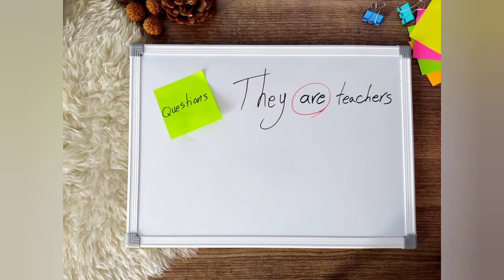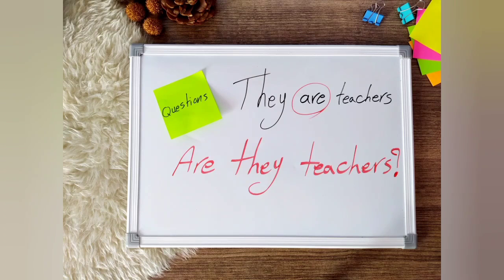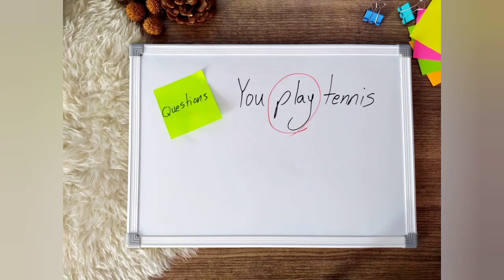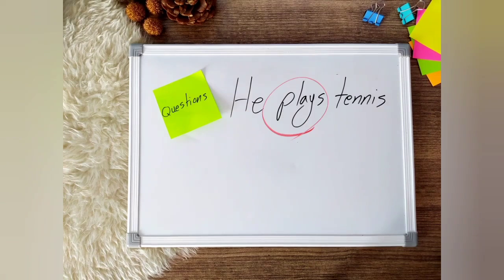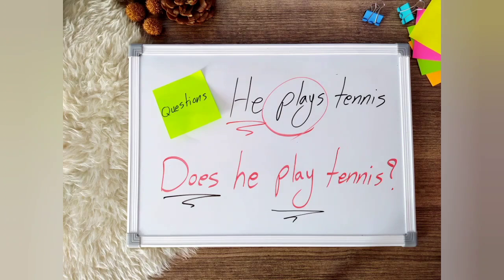They are teachers. Are they teachers? You play tennis. Do you play tennis? He plays tennis. Does he play tennis? In the last example, you have does, so you need to drop the S from the main verb. So we say, does he play tennis? Not does he plays tennis.